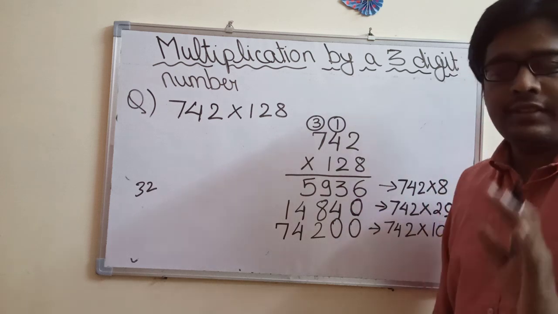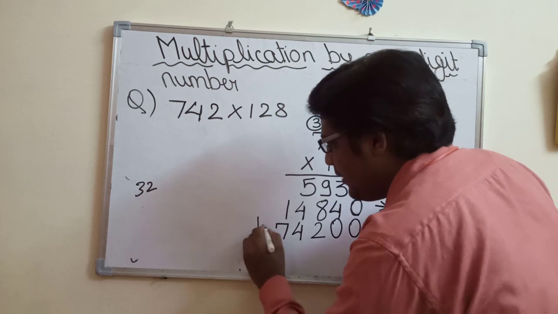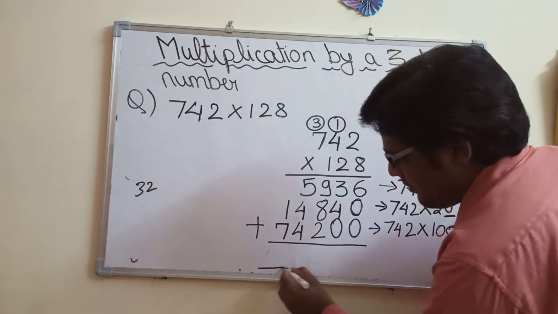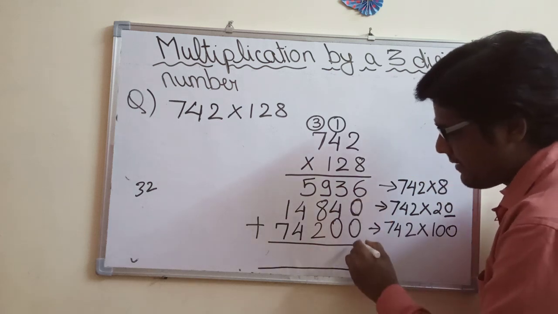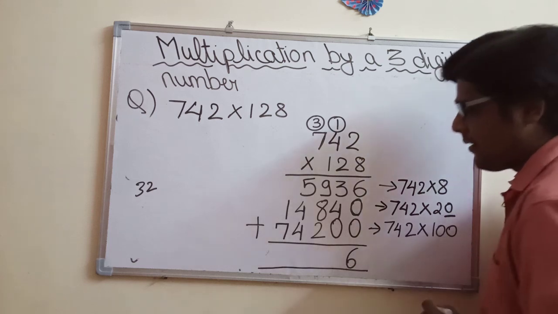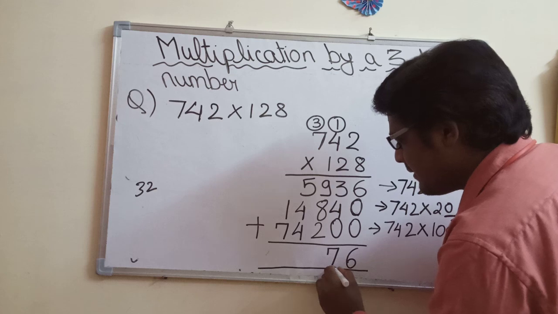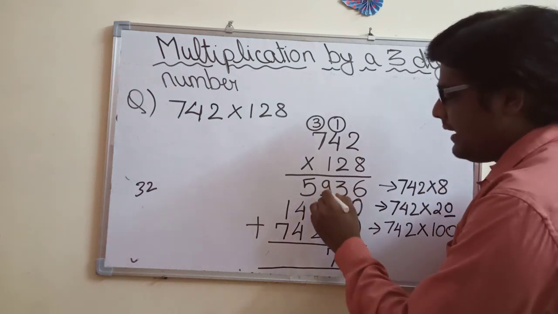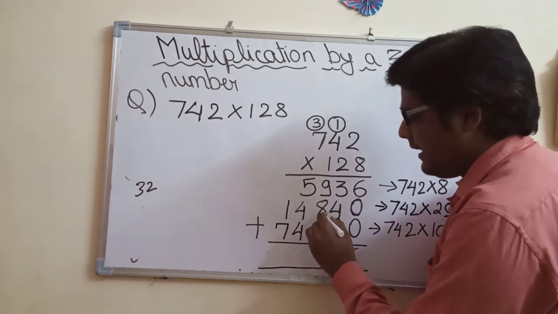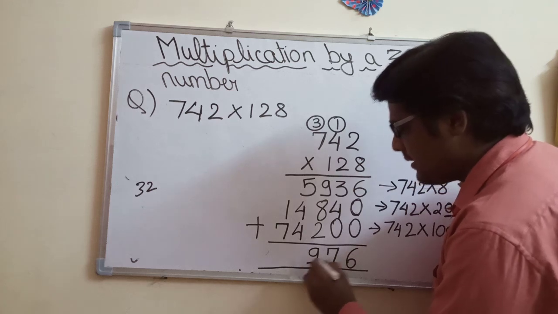Now we have multiplied all the three numbers. Now the next step is addition. We have to add all the numbers over here. That is, 6 plus 0 is 6. 3 plus 4 is 7. 9 plus 8 is 17. 17 plus 2 is 19.